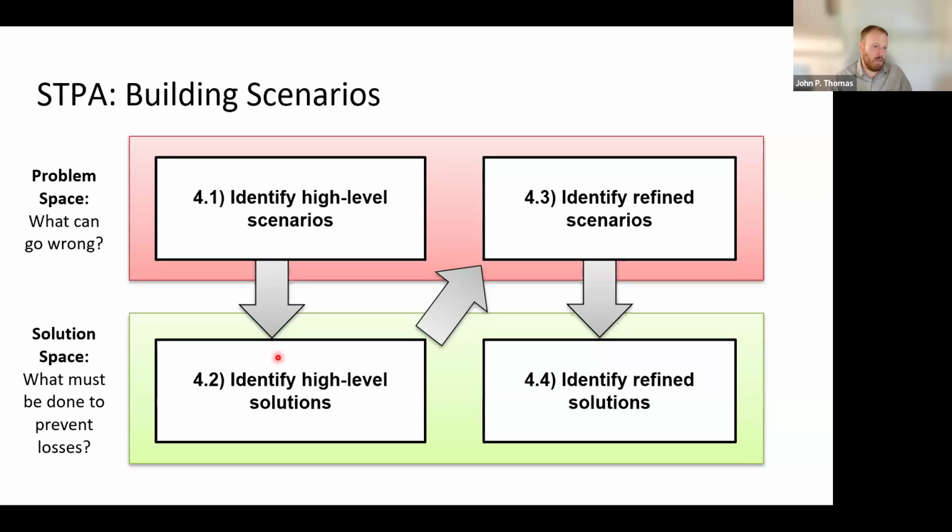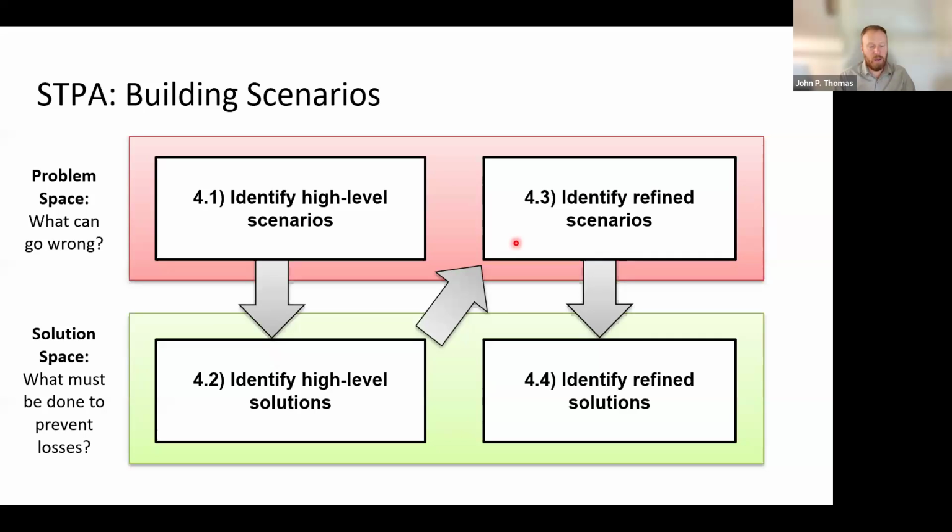There's something better we want to use instead, for example, or totally change the concept. Maybe we want to do that before we've spent a lot of time on the wrong concept. And then once we've thought about and identified potential high-level scenarios, maybe there's some scenarios we can address easily. Maybe there's some we can't. We want to look in more detail and identify refined scenarios.